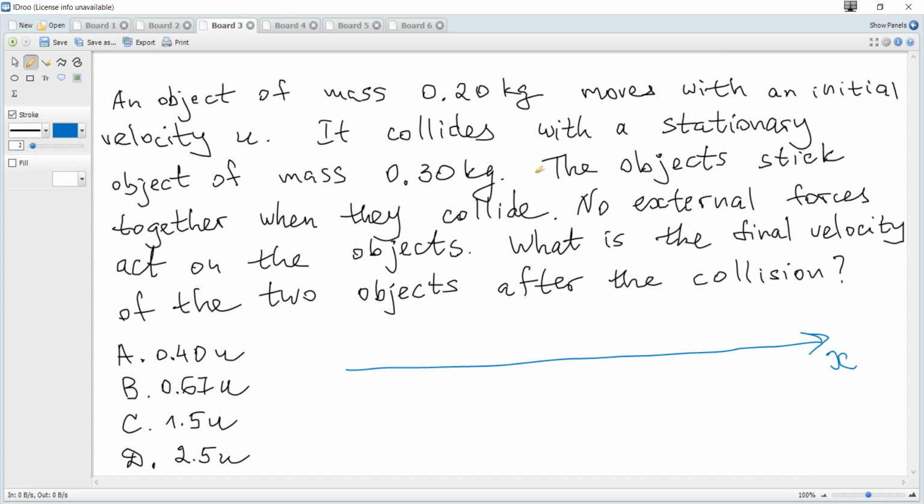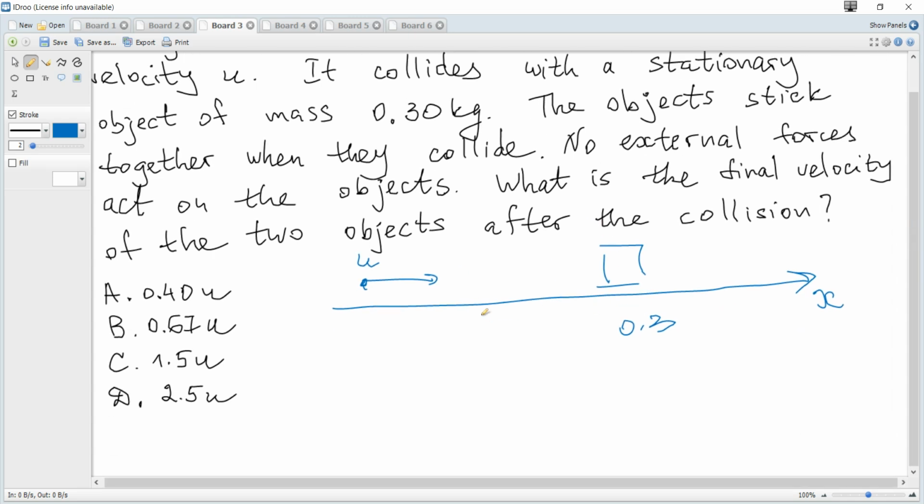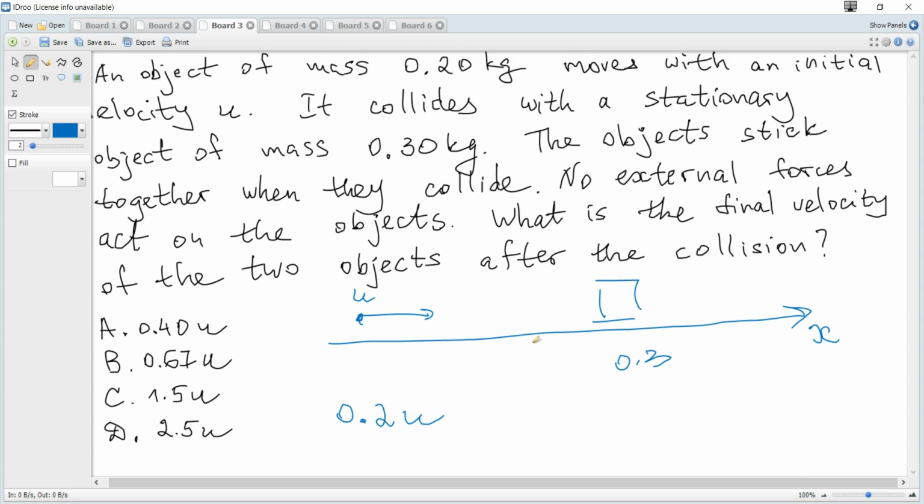So an object of mass 0.2 moves with initial velocity u. It moves to the right, so u is directed to the right. It collides with a stationary object of 0.3. So total momentum before becomes what? 0.2 u, and the second has zero velocity, so its momentum is zero. And total momentum before is equal to total momentum after.